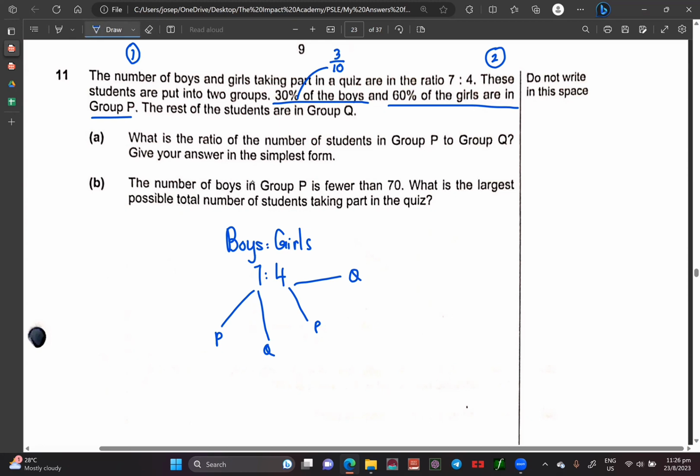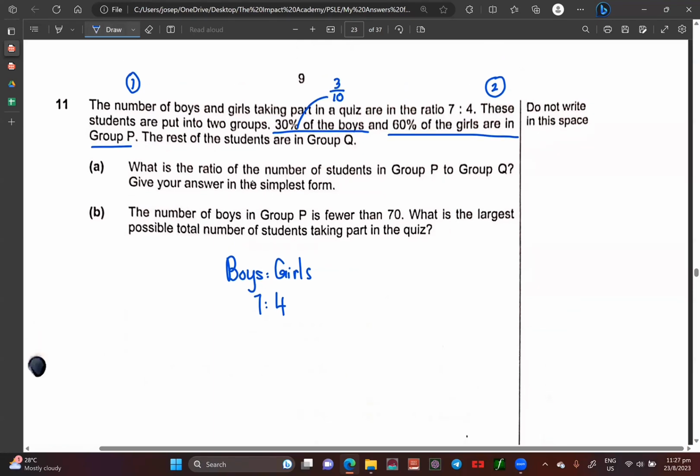Now, but I have an issue. When I do 3 over 10 times 7, I will get 2.1. And there's no such thing as 2.1 students, right? So I always tell my students this: when you see that you get a decimal, it will be wise for you to change the ratio into a multiple of 10. What do I mean by multiple of 10? Why does it have to be a multiple of 10? Because the denominator over here is a multiple of 10. So we are going to times 10 to this, and times 10 to this. We get 70 is to 40.